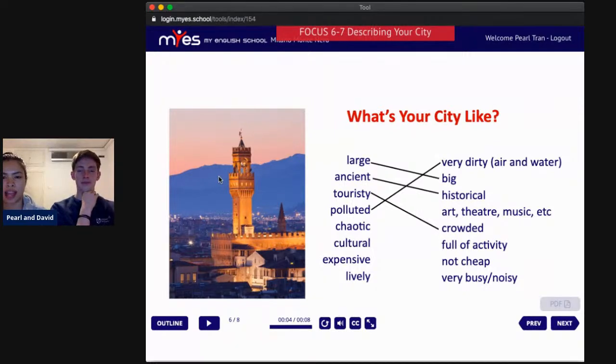Good. Next, we have chaotic. What does it mean? The synonym of chaotic? Rome is chaotic. Milan is chaotic. Orlando is not very chaotic. London. Yes, Alessandra. Chaotic is very busy and noisy. Yes. London is chaotic. Rome is chaotic. Milan. Naples is very chaotic.